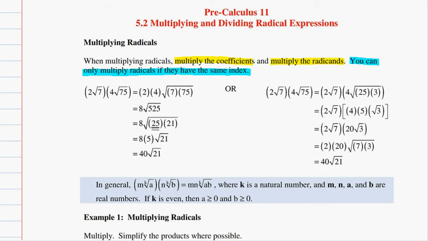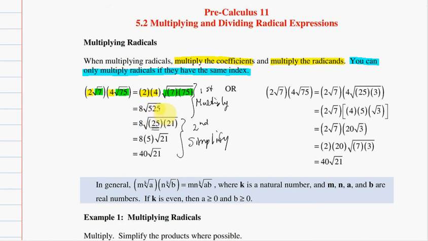So there are two approaches. In the first approach, we will first multiply, and then simplify. Okay, so here are our coefficients, 2 and 4. We'll multiply those together. Here are our radicals. We multiply those together. Okay, so that's going to give us 8 square root 525.